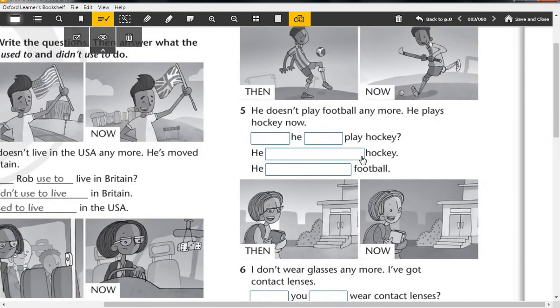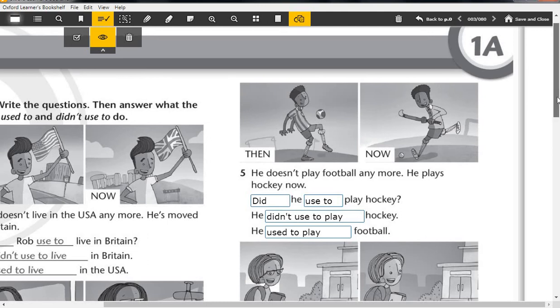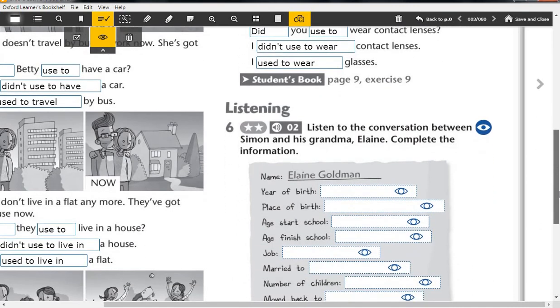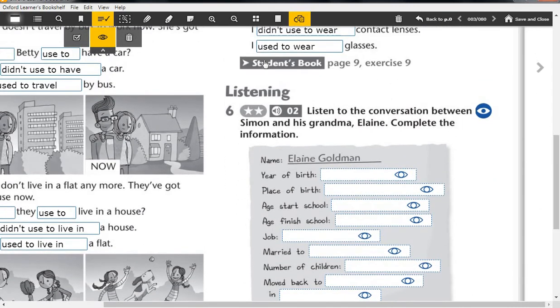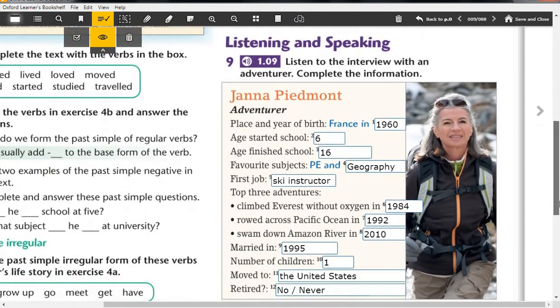Now 5. He doesn't play football anymore. He plays hockey. Did he used to play hockey? He didn't used to play hockey. He used to play football. 6. I don't wear glasses anymore. I've got contact lenses. Did you used to wear contact lenses? I didn't used to wear contact lenses. I used to wear glasses. Okay, now let's return to students book page 9, exercise 9. Okay, we did it.